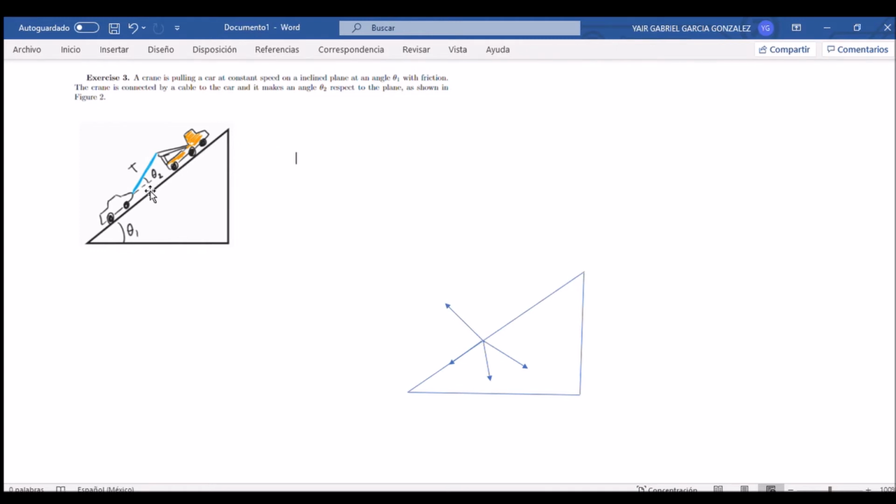And the pulling force, that is what the crane exerts uphill, also breaks into two components. These are the X and Y components. So now I draw the X and Y components for the pulling force.